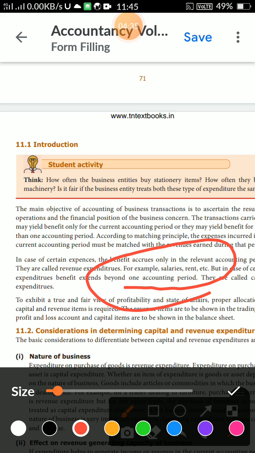Already you studied in the 12th lesson the financial account and trading and profit and loss account. In the trading account you calculate opening stock, closing stock, purchases and sales. Next one, the profit and loss account.